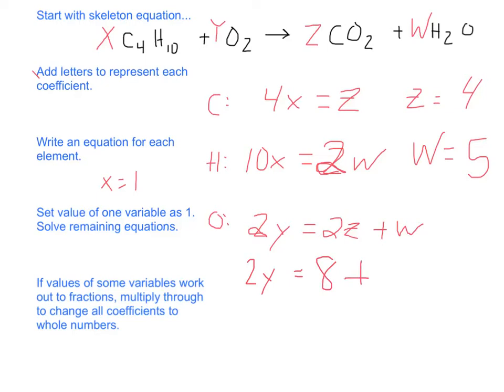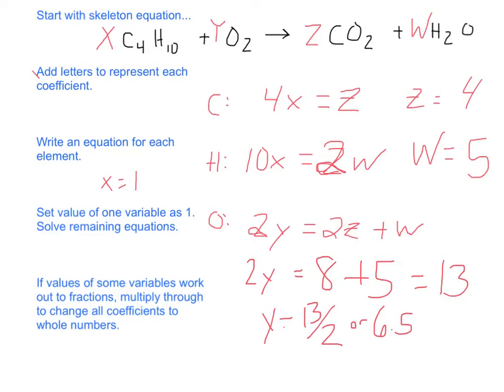Plus w, which is 5. So 8 plus 5 is 13. So 2y equals 13. So y equals 13 halves, or 6.5. Since we can't have half a mole, we have to take all our values and multiply them through by 2. Let's write out the whole equation.